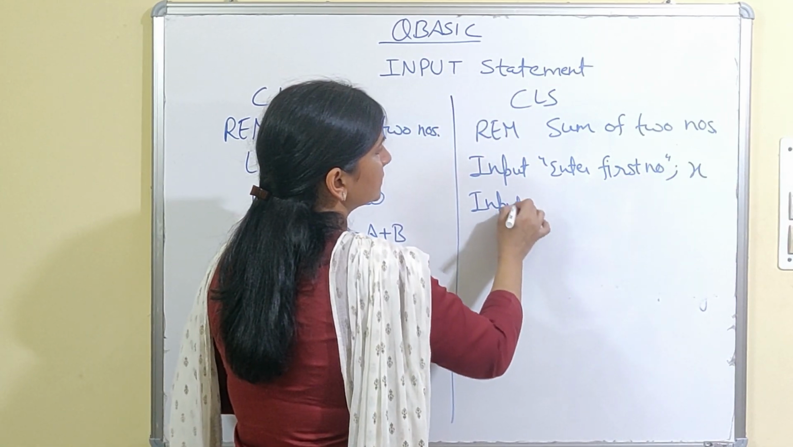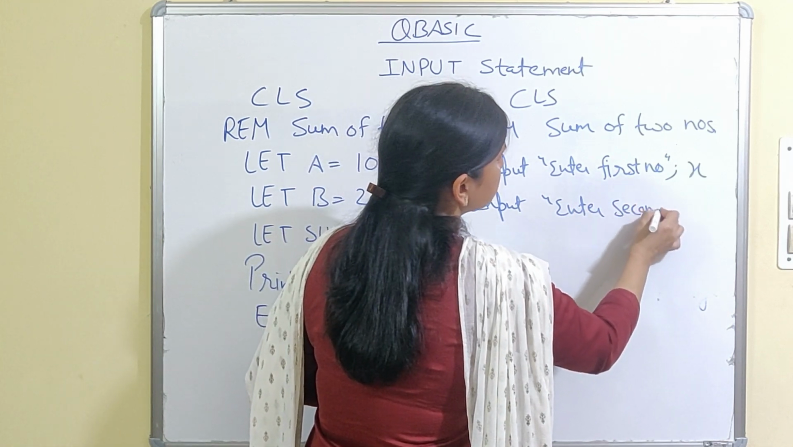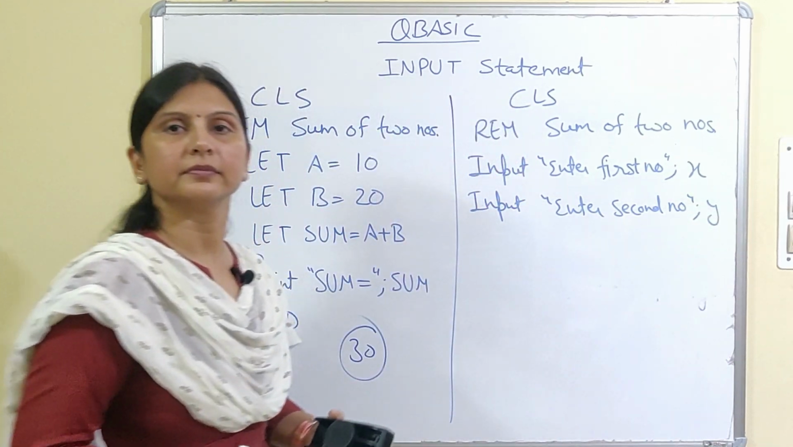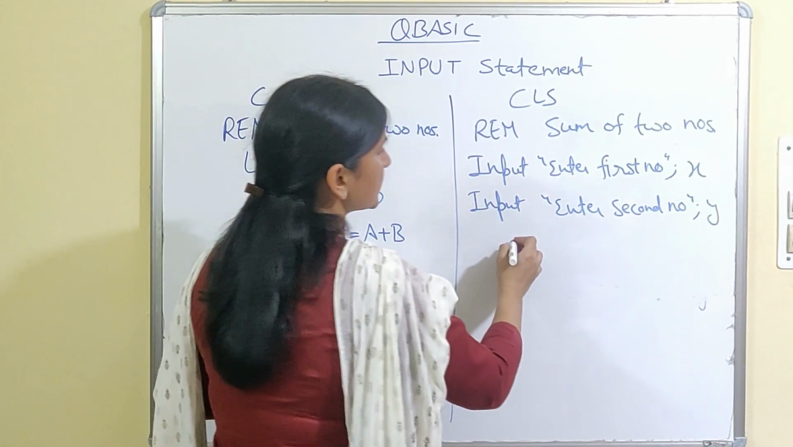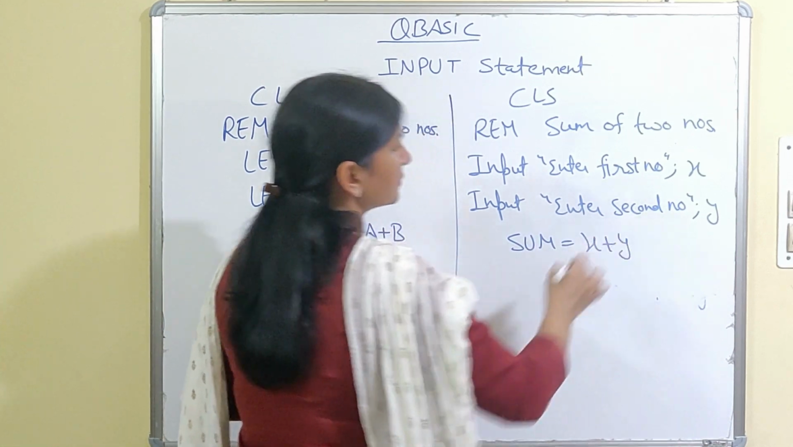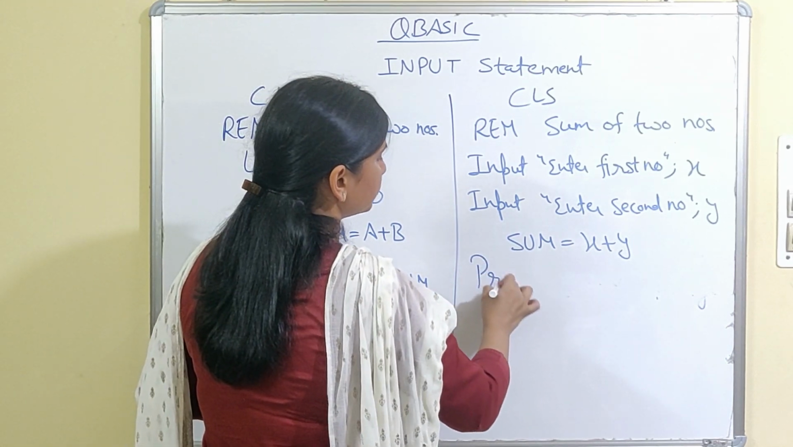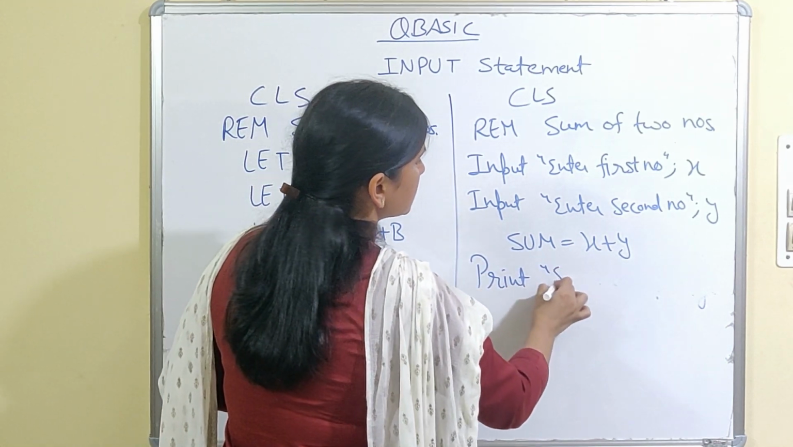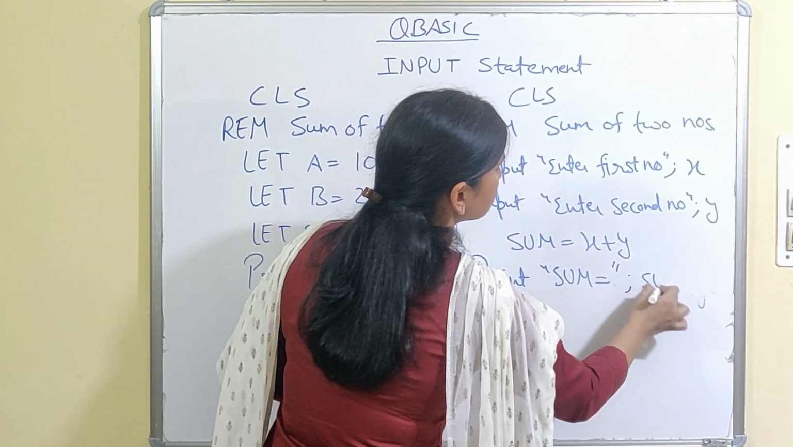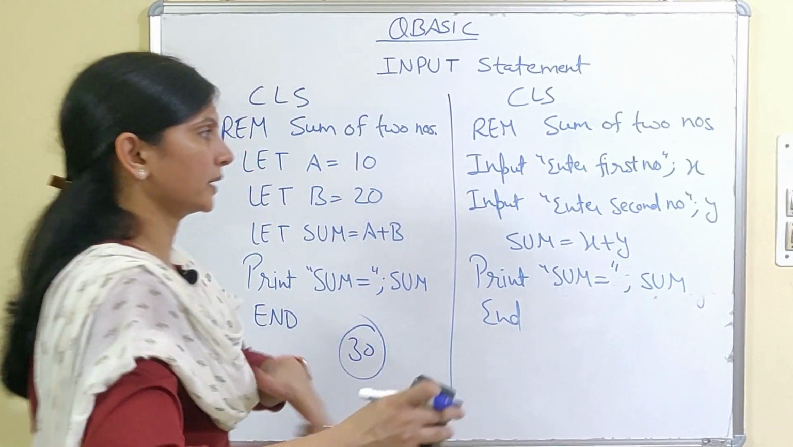Input, enter second number, Y. Fine. Then for sum, X plus Y. And then you will print that. Print sum equals to sum and then end of the program.